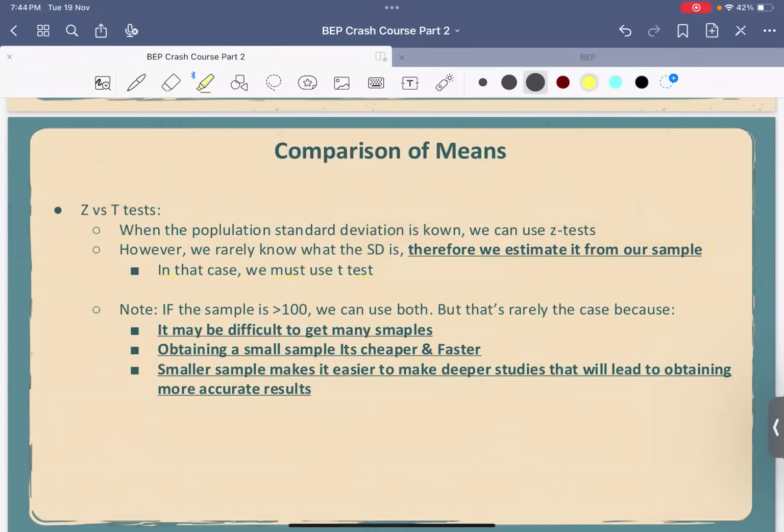Another place where we can use z-test is if the sample is more than 100 people. Okay, if the sample is more than 100 people, then we can use the z-test and the t-test, because if we get a clinical trial, for example, with more than 100 participants, that's probably a very strong study, and the standard deviation of that study will probably be very similar to the actual standard deviation of the population if done properly, and that's why we can use the z-test as well as the t-test. But that's rarely the case. We rarely use a sample of more than 100, okay? And so that's why we mostly use t-test. But why do we rarely use a large sample size?